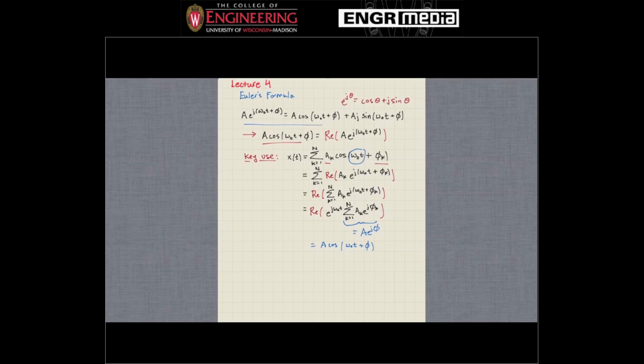Okay, it's this next line. All that's saying is the sum of the real part of a bunch of complex numbers is the same as the real part of the sum of a number of complex numbers. Okay, and then just factoring out this common e to the j omega naught t, we're just left with the sum of complex numbers. Okay? And that, of course, itself is just another complex number.